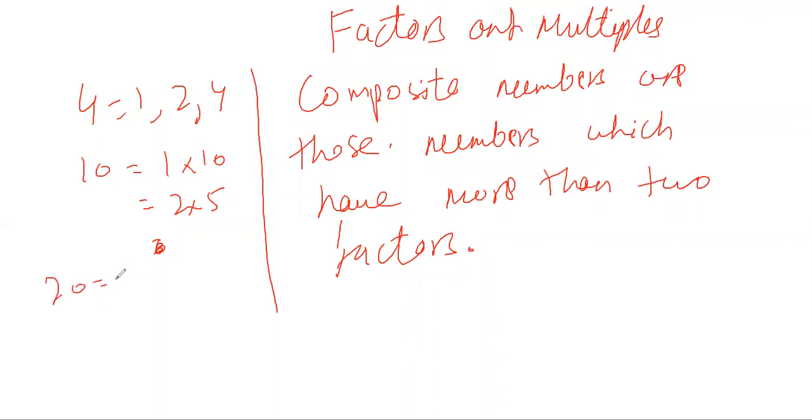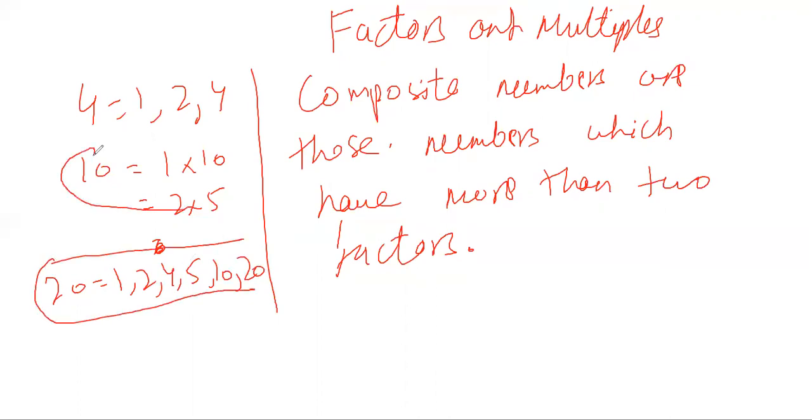We also did an example of 20. It was 1, 2, 4, 5, 10, and 20. So these were the factors of 20. Okay, so these are the examples. When you are done writing this definition, let me know. The spelling of composite is C-O-M-P-O-S-I-T-E.